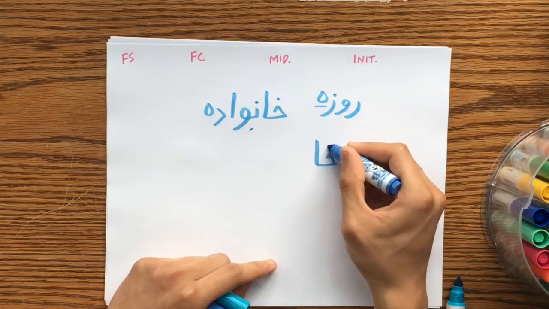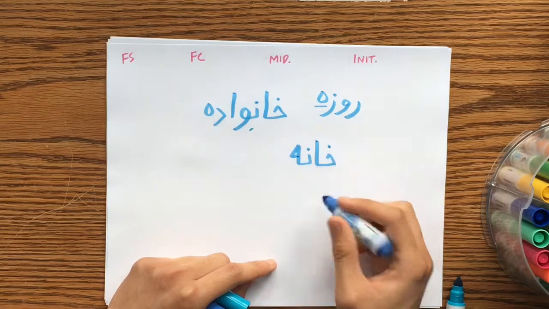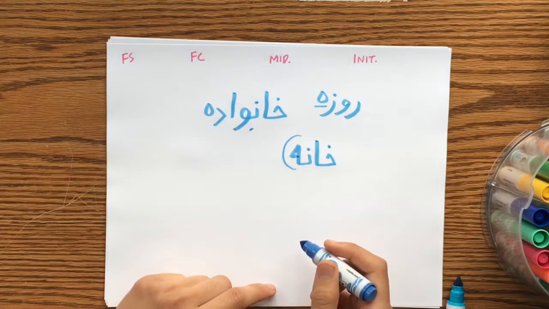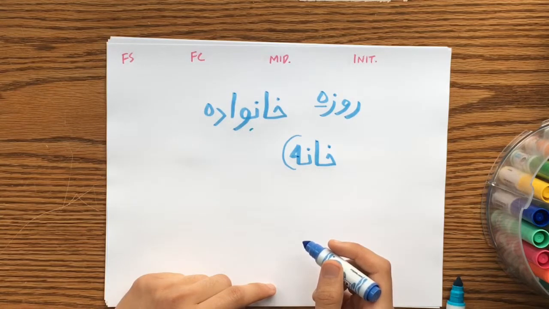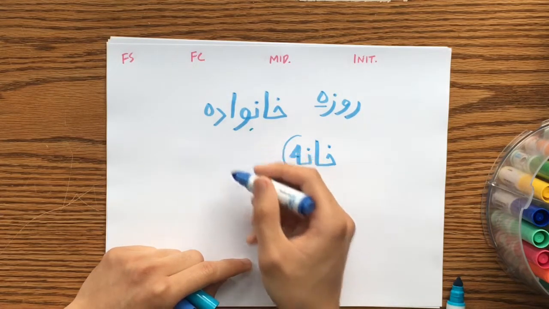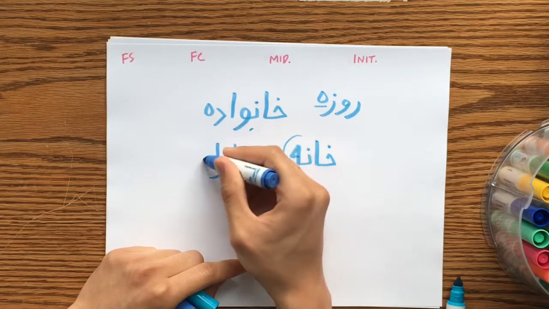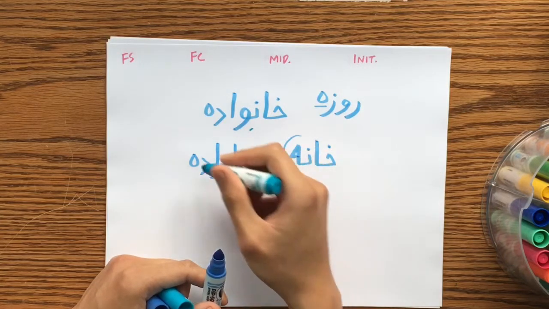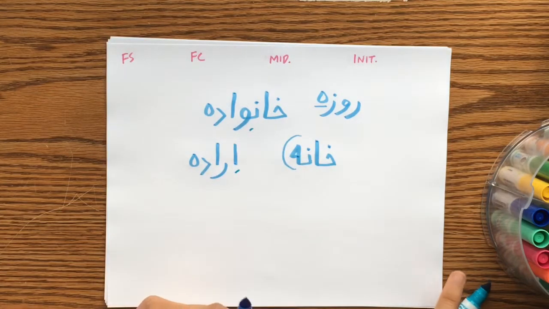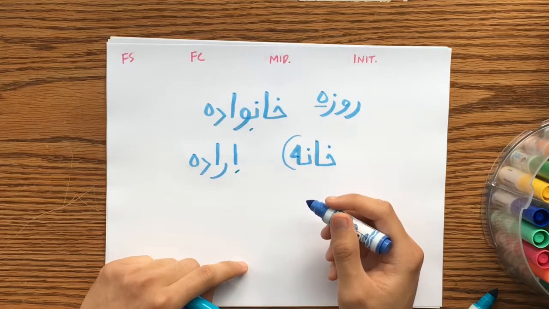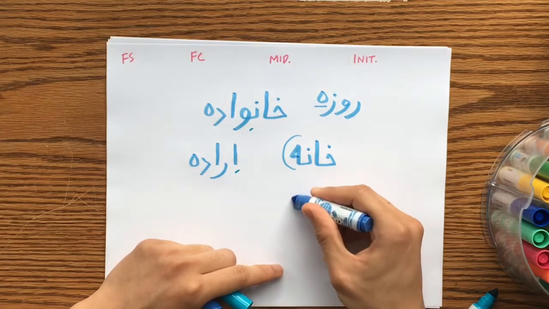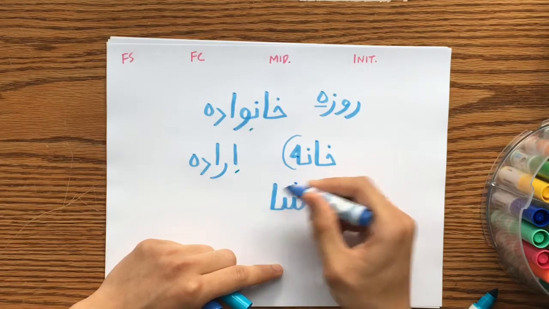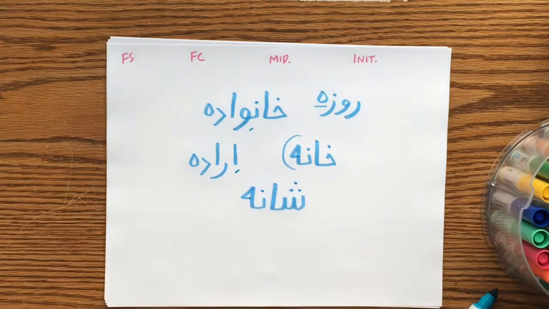Khane, which means house. So you got it at the end. Khanevade. Erade, which means volition. So here you got the Aleph at the beginning, and you've also got the eh at the end. Erade. Shane. Shane means shoulder or comb, like for your hair.